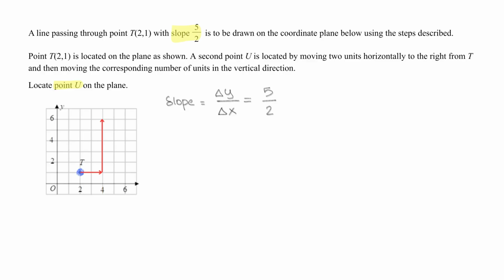Point t has the coordinates of 2, 1. So 2 plus 2 is equal to 4. Our new x-coordinate is 4. As for the new y-coordinate, 1 plus 5 is equal to 6. So our new y-coordinate is 6. Therefore, point u is located at 4, 6.